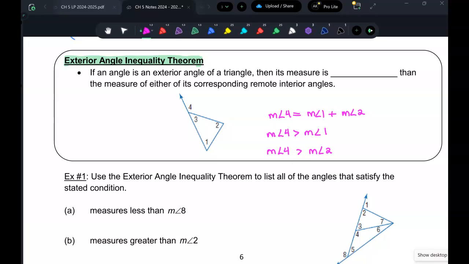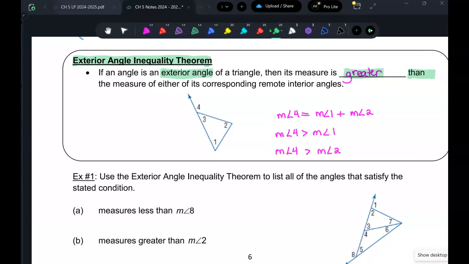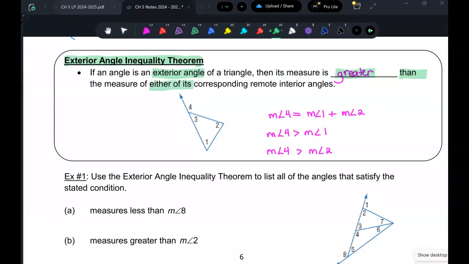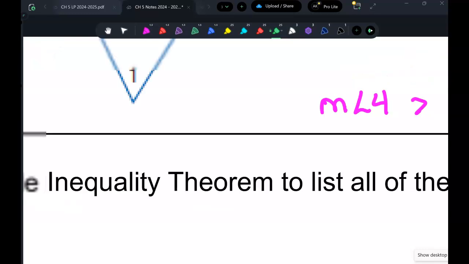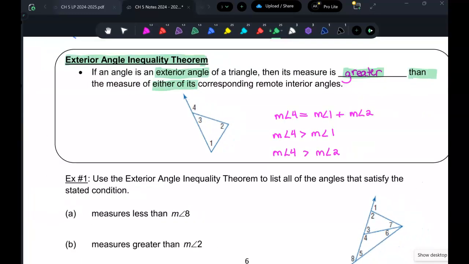Because, for example, we can't have an angle that's 0 degrees. So no matter what, the exterior angle is always greater than 3, 2, and 1? Not 3. Okay? We can't tell how it compares. So the exterior angle is always greater than either of its remote interior angles.